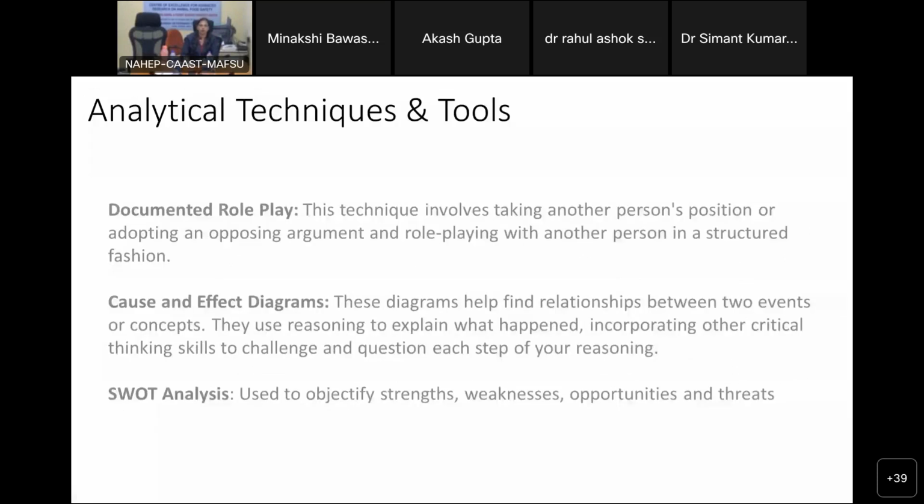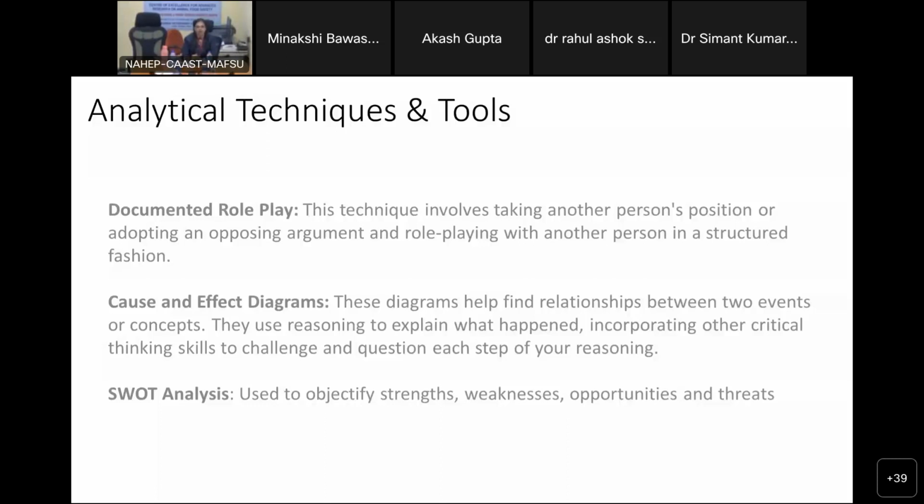Documented role play, cause and effect diagram. In the cause and effect, if you have a problem, what is causing that problem? And when you come to the solution, what effect will it have? So what is the cause and what is the effect? Like as a doctor, you go to the root cause and then you give the medicine that will give the effect. So that is cause and effect.